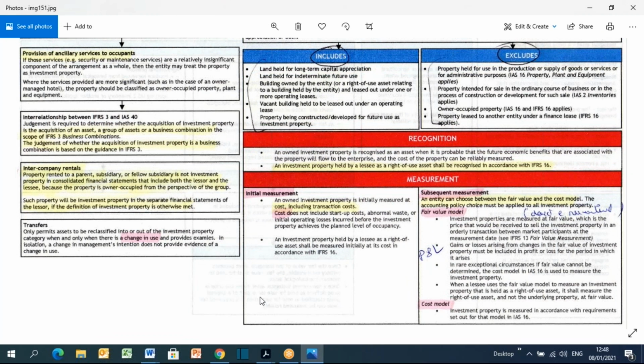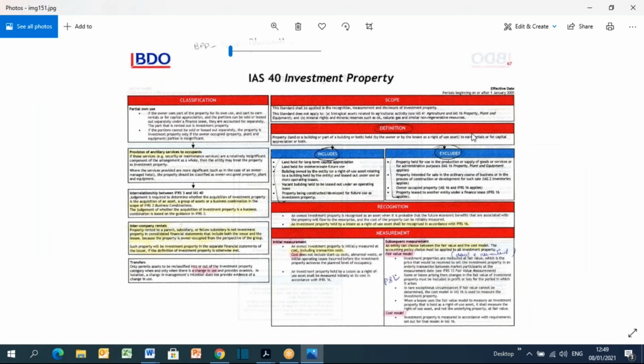The initial measurement is always at cost, and then subsequently you use either the fair value model or the cost model. Like I said, with every single standard, please remember that you will have to remember the initial recognition and the subsequent recognition, because they are different. So yes, this is what you should remember from the standard.